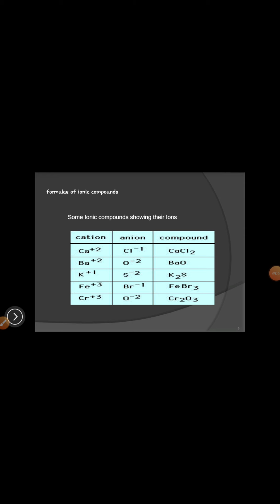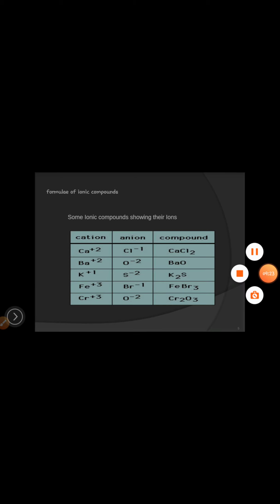Here are a few other examples: potassium sulfide, ferric bromide, and chromium oxide. You can study them so that you can understand the types of atoms and the number of atoms present in these compounds. Now we are moving towards the next slide, and that is equations.